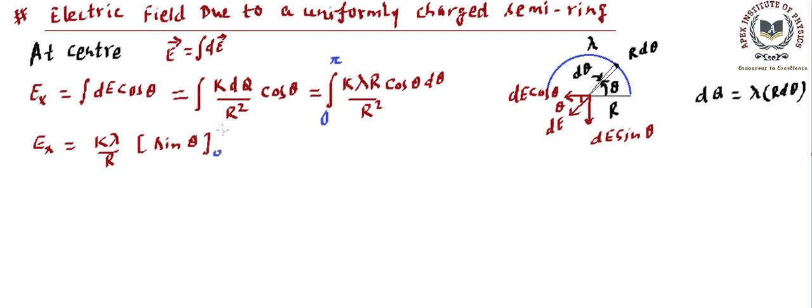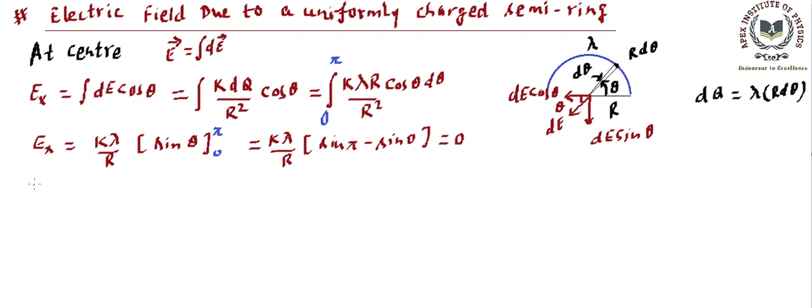We know when we place this limit, we will get our answer back. So this will become k lambda upon r. In the bracket we will get sine pi minus sine 0. We know sine pi is 0, sine 0 is 0, so the entire number will come out to be 0. So we'll find the x component of the field is 0, which otherwise can be indicated by using common sense or components theoretically.